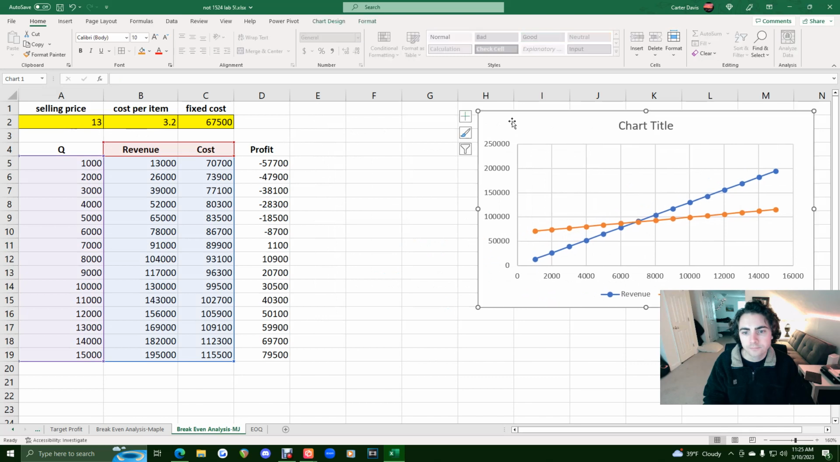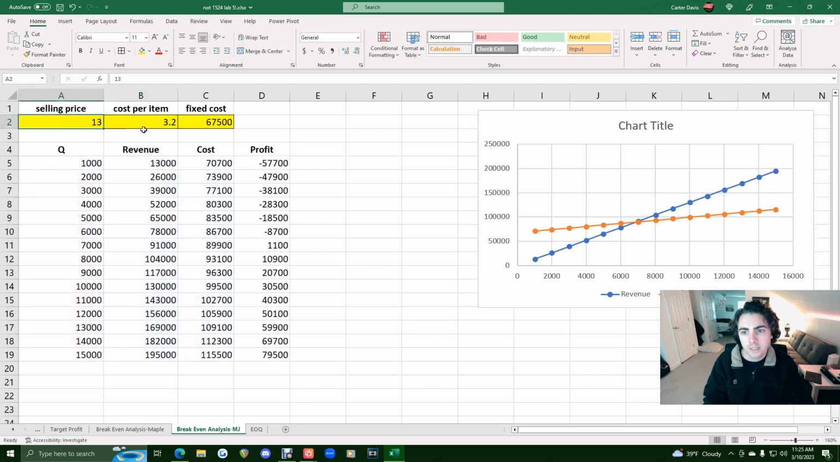How should we do this? There are a couple different ways, so I'm trying to navigate the options here. Let's do contribution margin. If they're selling it for 13 but it costs them 3.2, the contribution margin is 9.8. So that's how much they're actually making in profit per bottle. And the fixed costs are 67,500. So if we just do the fixed costs divided by the contribution margin, we should find where they break even.